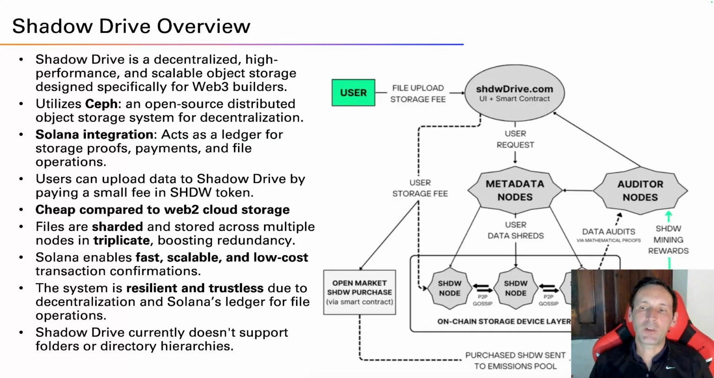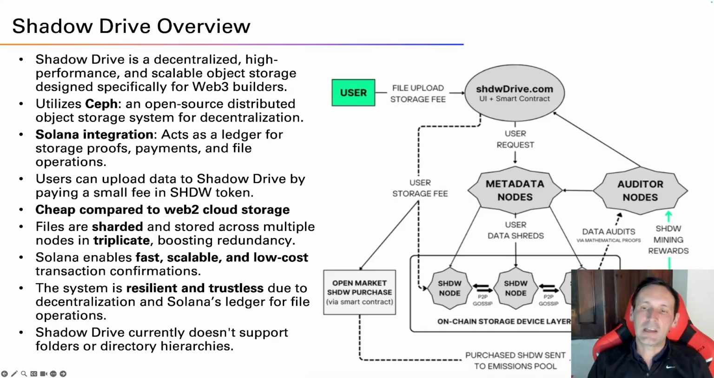Shadow Drive operates by utilizing a protocol called Ceph. I don't know how to pronounce this one. CEPH, an open source distributed object storage system that decentralizes data across a network of nodes. And you can see those nodes here in this picture.